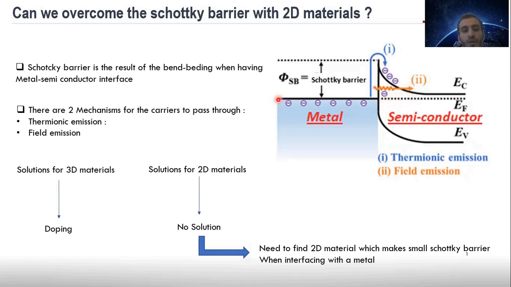One solution for 3D materials to overcome the Schottky barrier is to use doping. However, for 2D materials, we cannot use doping since you will destroy the crystal lattice and introduce defects. So the only solution is to find a 2D material which makes a very small Schottky barrier with the metal.